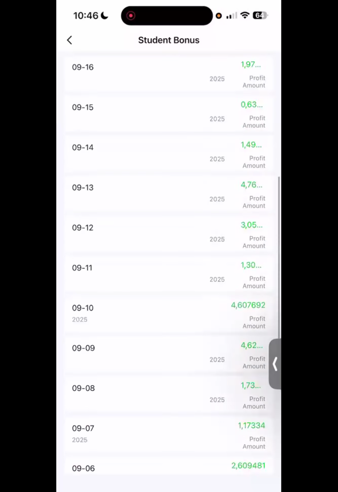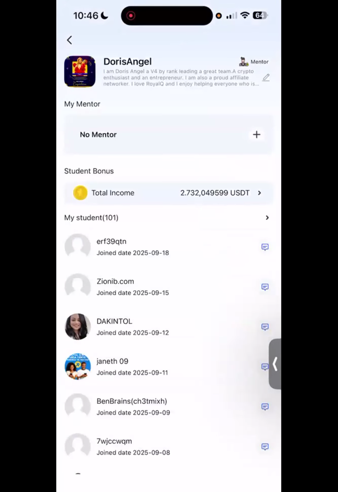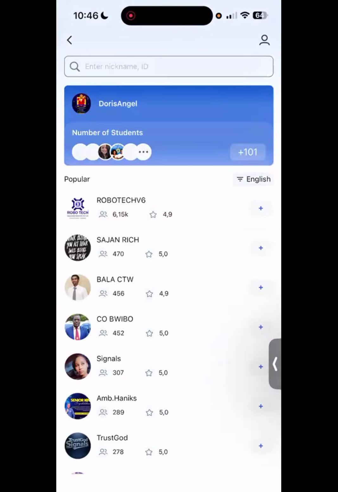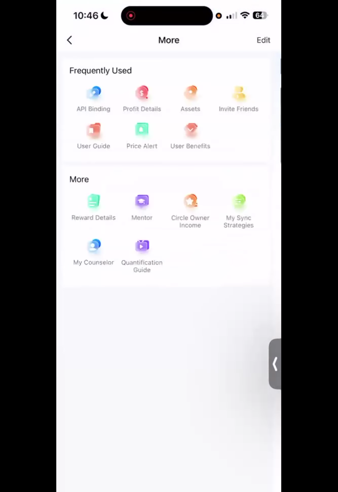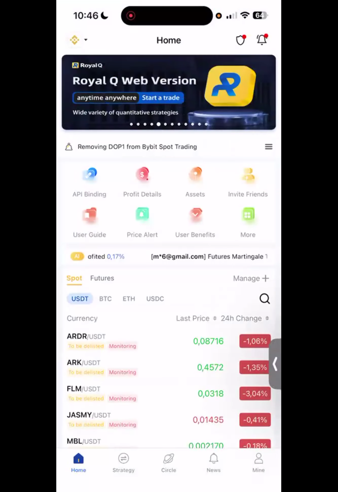So you can see that is about the mentorship. So these are the 4 ways to earn from this opportunity. Okay. I hope that is clear. So let us switch to mine.